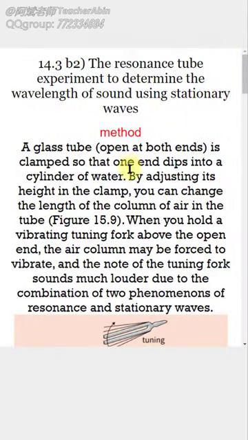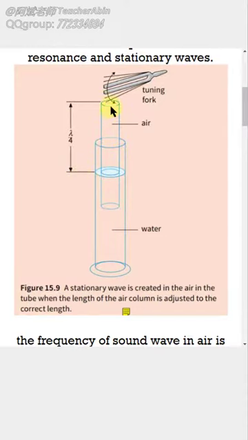So, what's the method? As shown in this figure, a glass tube, open at both ends. One end dips into the water contained by this cylinder, and the other end is in the air. A vibrating tuning fork is placed at the end of the tube, so the air in the tube will be forced to vibrate to produce sound waves, which will be reflected back from the surface of the water. So a standing sound wave can be produced in this part of the tube.